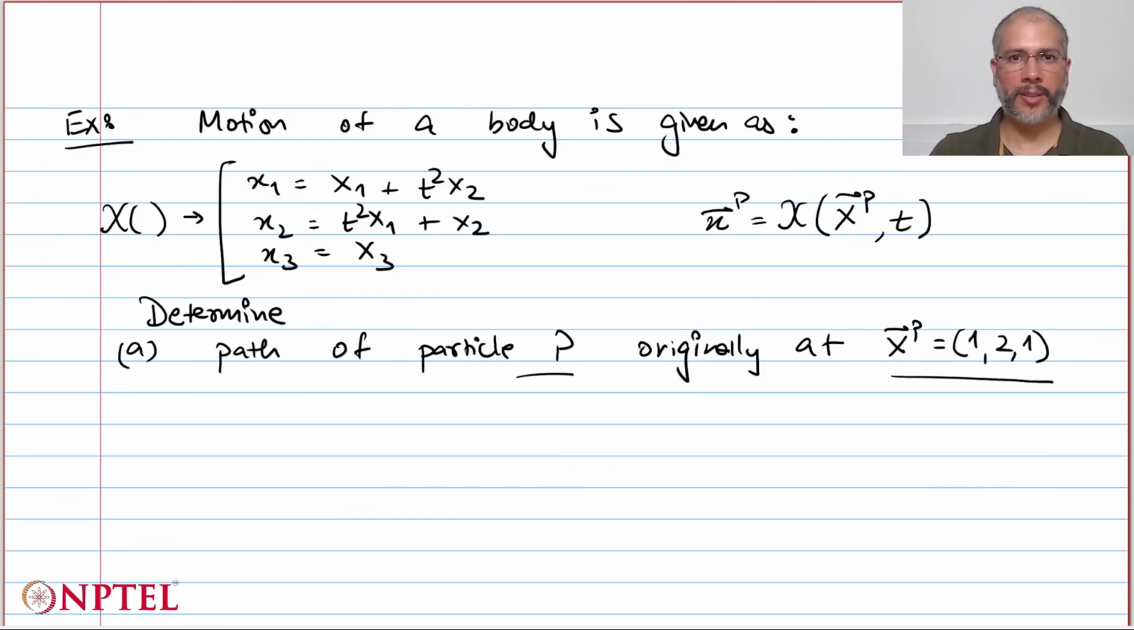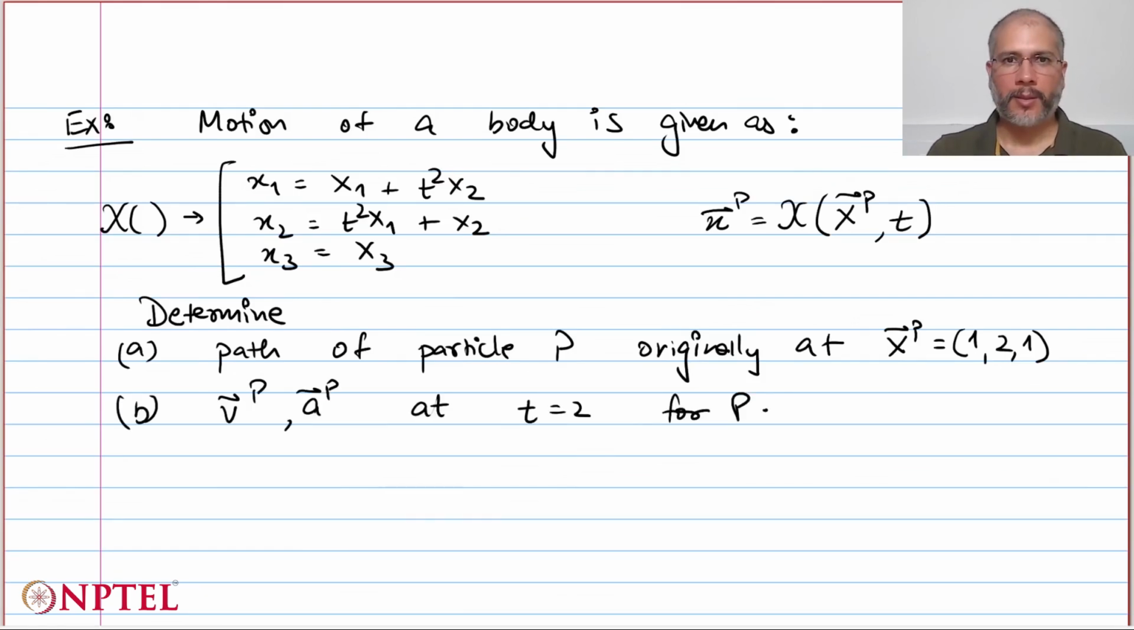The time is important here because if I change my time, then the particle will move to some other place. So in this case, instead of finding the position at some unique time, we have to find the path of the particle. That is, we have to trace all the positions in space where the particle crosses through over time. And as part B, we must determine the velocity and the acceleration of the same particle P at a specific time, that is t equals 2.